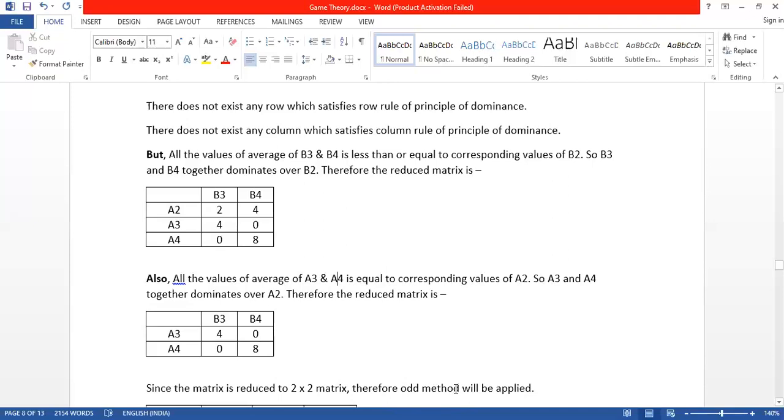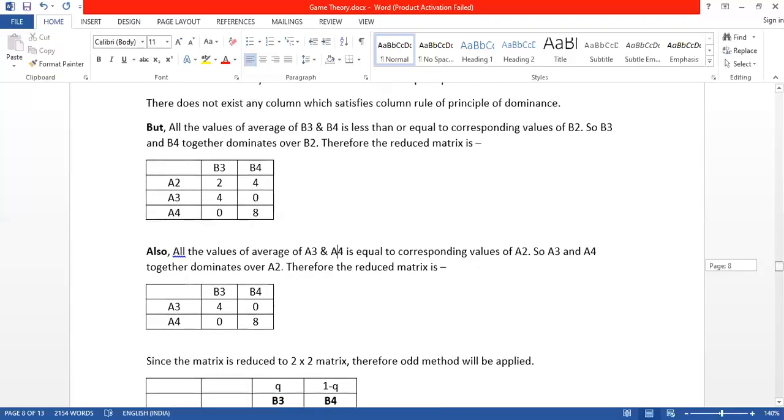So this was a special case where we did not find an individual row which was satisfying the principle of dominance. So what we did is we tried to look for two rows or two columns, the average of which is dominating over another row or column, right? And finally we reduced it.